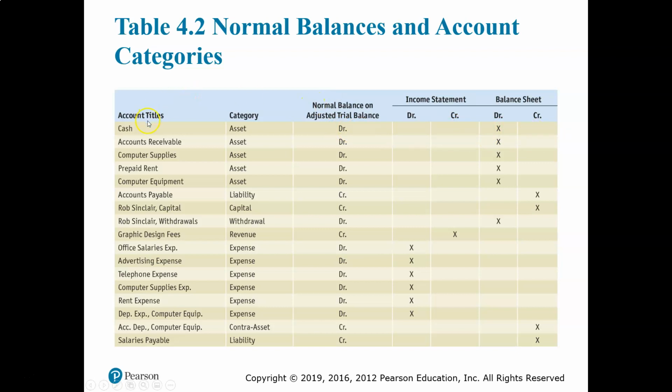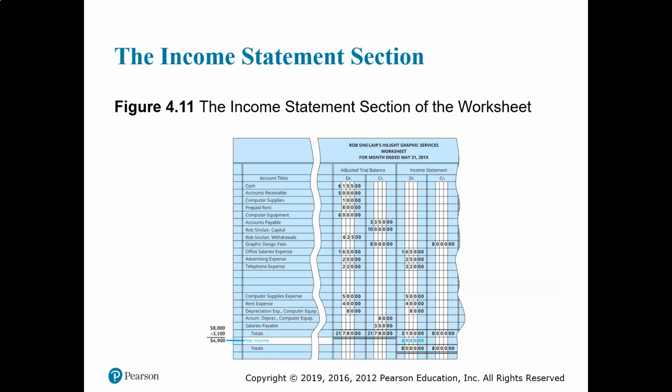Okay, so what you do is, we'll go to the next page. I think it's easier to explain there. So we have our adjusted trial balance. Remember, we had our trial balance and our adjusting entries here, but just for space, they've left that out.